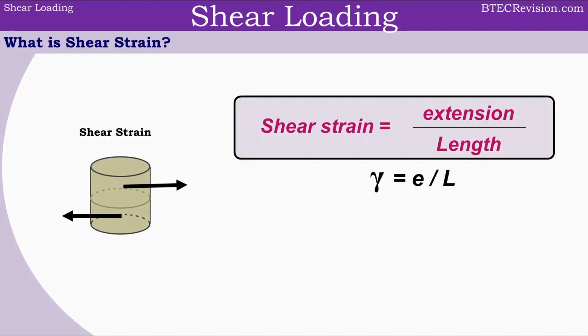The next part is looking at shear strain. This is equal to the extension divided by the length. We can represent shear strain by the symbol gamma, e for extension, and L for length. The units for extension are meters, and length is also meters, and therefore shear strain is dimensionless because meter divided by meter has no unit.